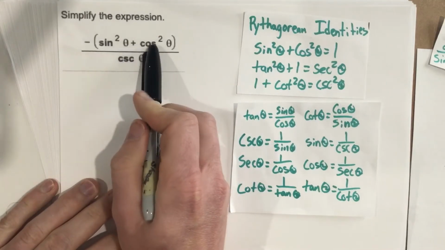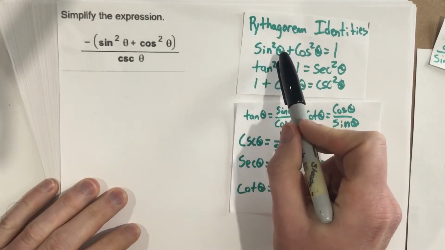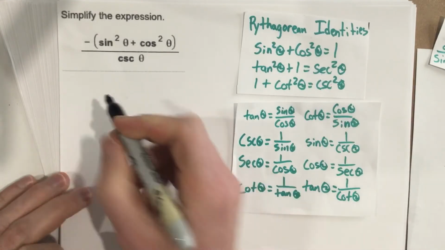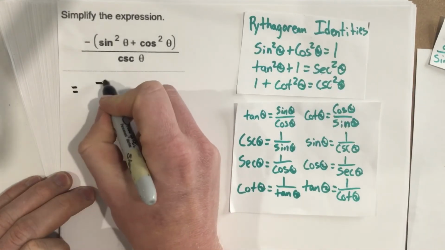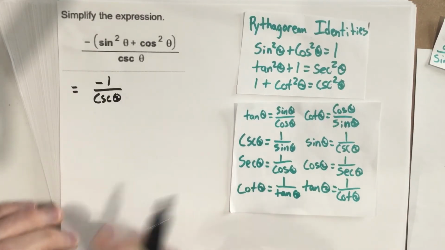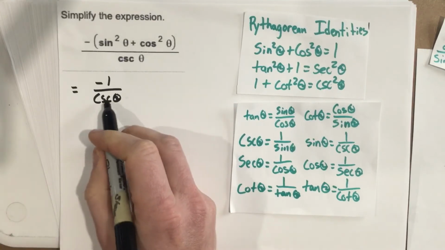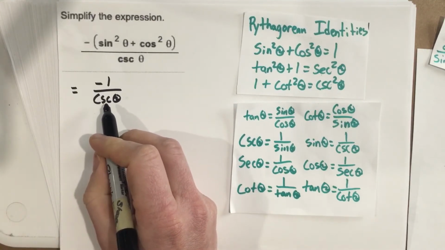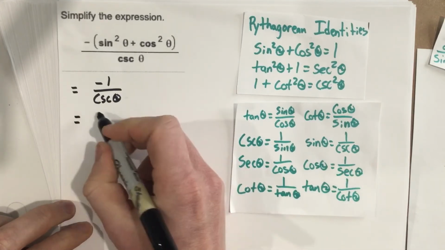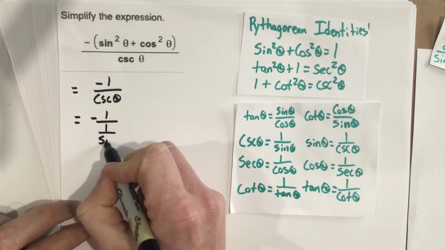Sine squared plus cosine squared. Well, I know sine squared and cosine squared is a Pythagorean identity, and sine squared plus cosine squared equals 1. So I can now write this right away as equals negative 1 over cosecant theta. And then I know that cosecant theta is technically 1 over sine theta. So I can write this as negative 1 over 1 over sine theta.